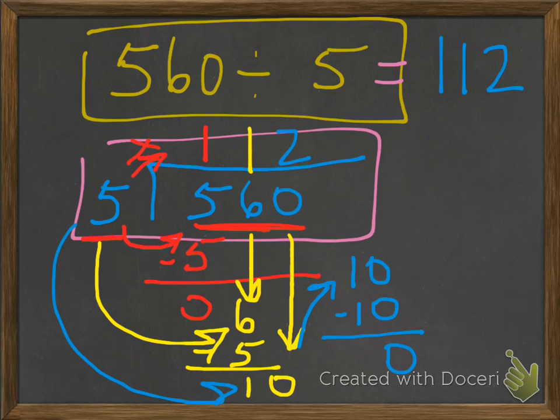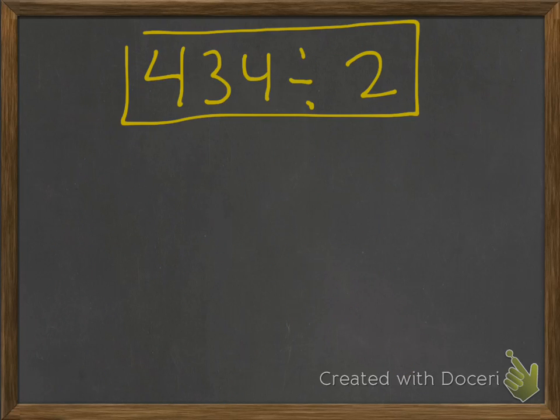And it's very important to make sure that you line up everything correctly. Notice that it's lined up here and here. We have a digit for each one of these numbers. Let's try another one. 434 divided by 2. So go ahead and pause the video, try it on your own, and come back when you're ready. Good luck.